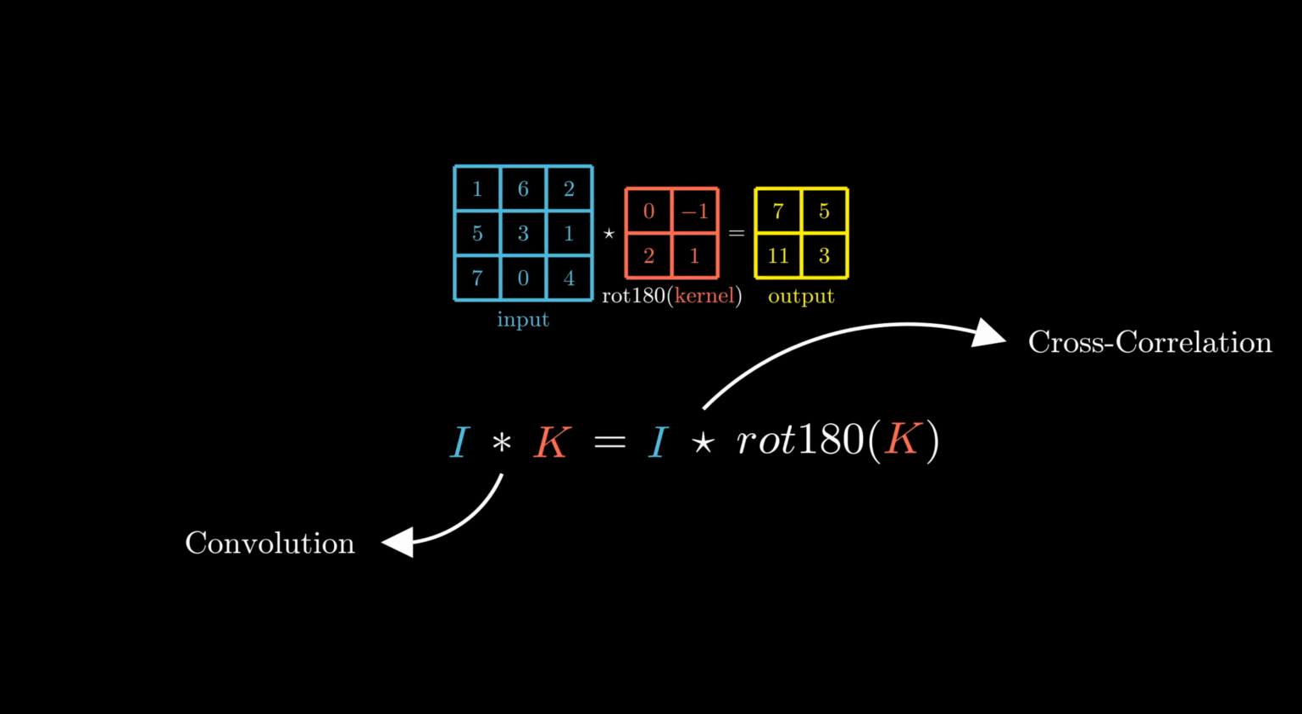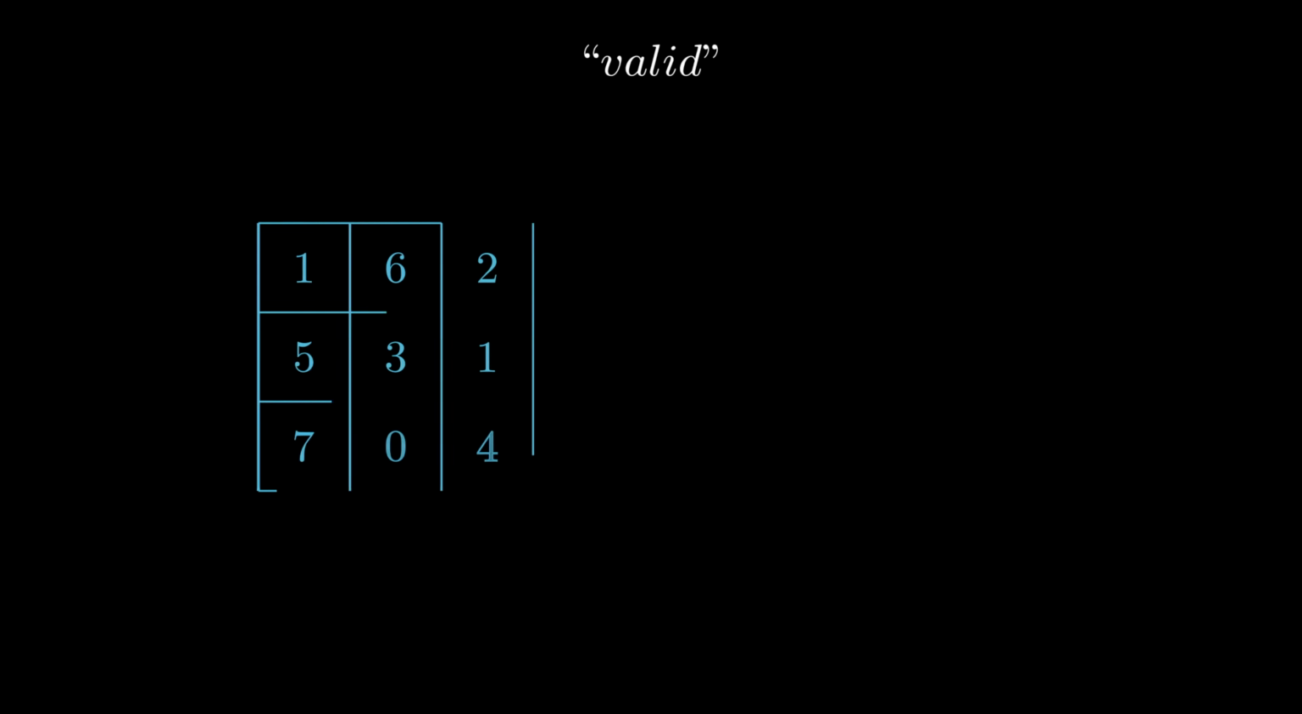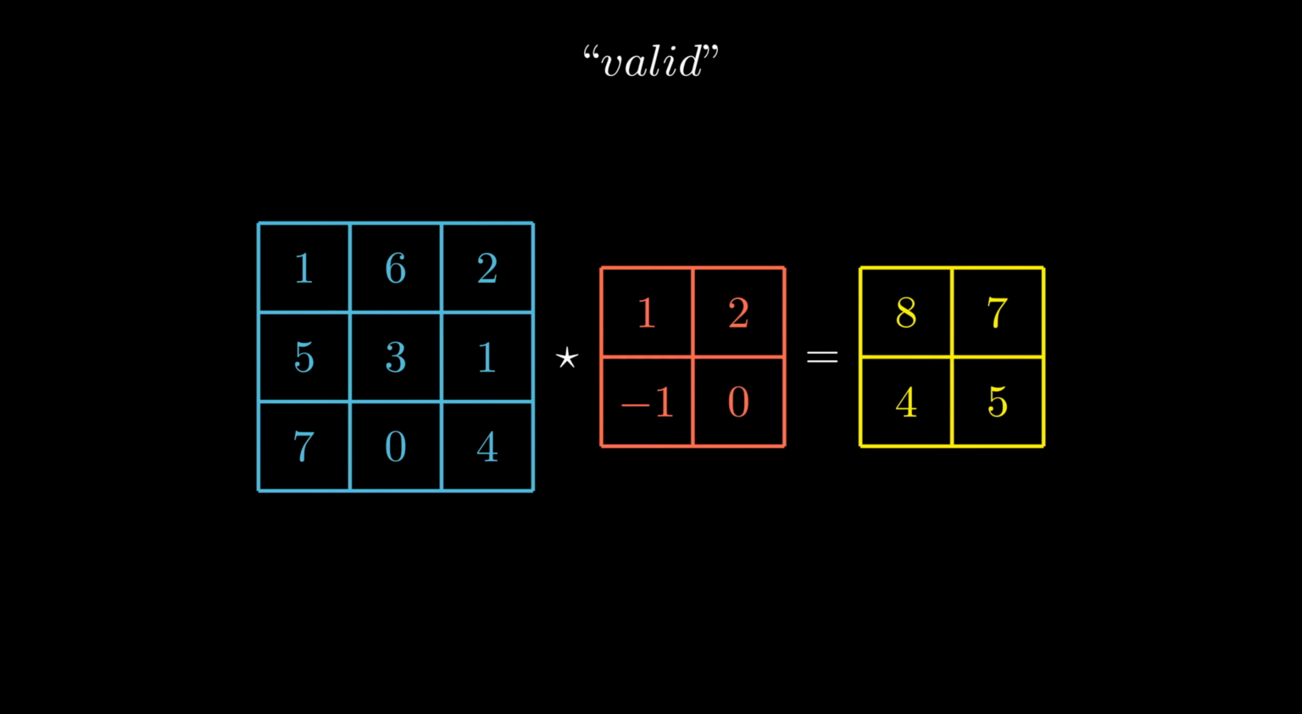Alright, I need to show you one last thing before we go on. There are multiple ways in which you can perform the cross correlation, and hence the convolution. What I showed you is called valid cross correlation. This means that you start computing the product by placing the kernel entirely on top of the input, and stop sliding the kernel when it hits the border of the input.